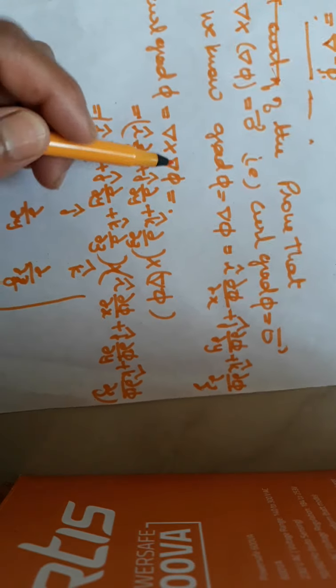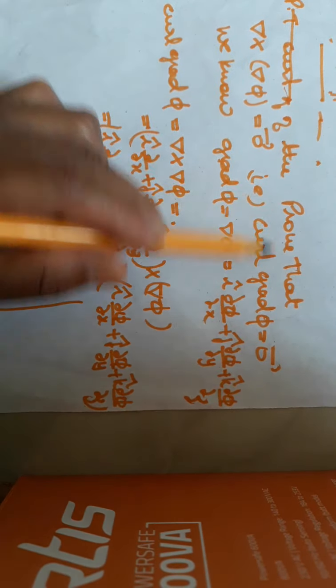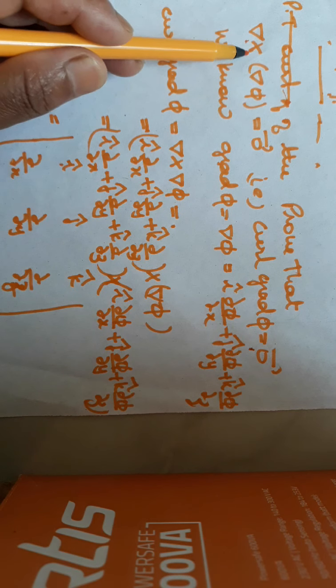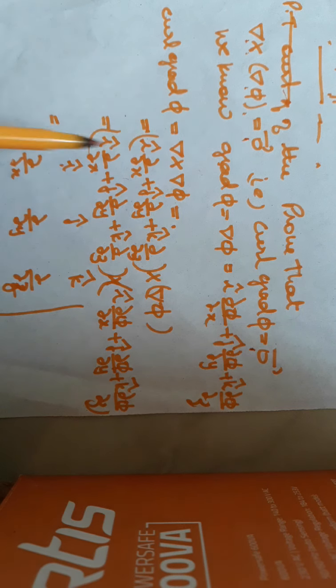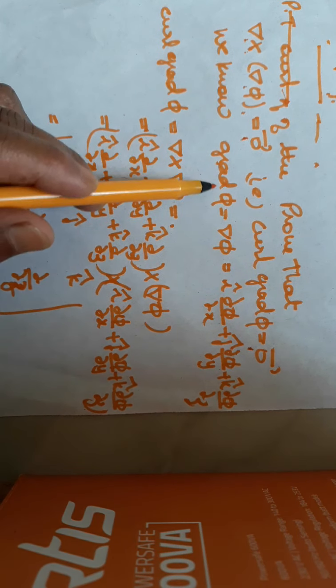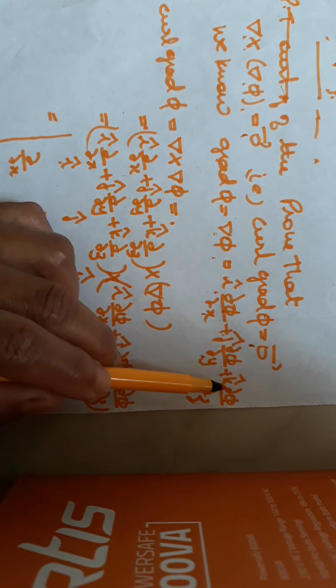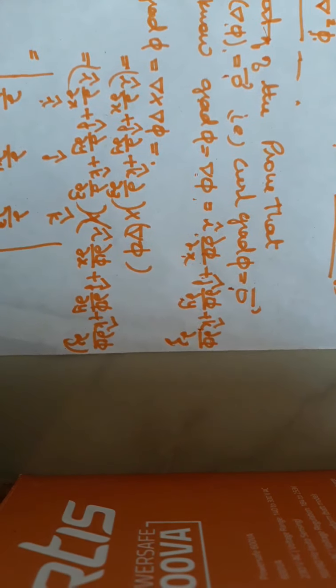Now number 9 is this. Prove that the curl of the gradient of phi is equal to the 0 vector, or you can say that del cross del phi is equal to the 0 vector. As we know, the gradient of phi, that is del phi, stands for i del phi/del x plus j del phi/del y plus k del phi/del z.